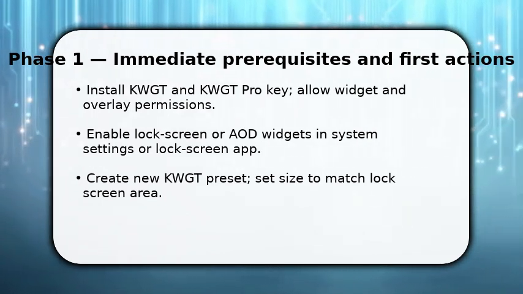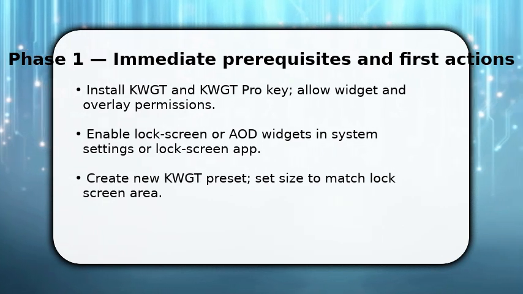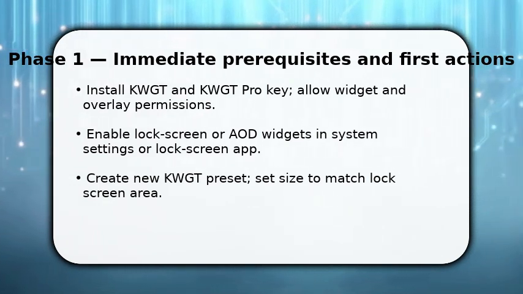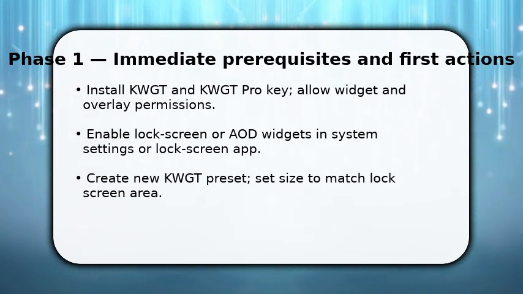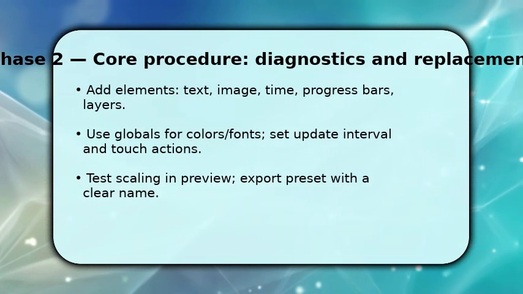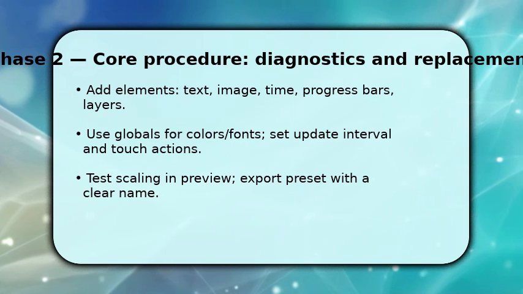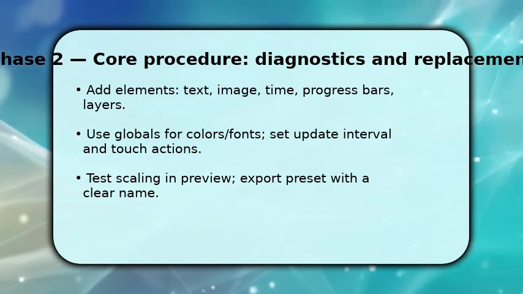Now add a blank KWGT widget to your home, resize to the target dimensions, and tap to edit so you can build the lock screen layout. You now design the widget. Add time, text, image layers, and any progress bars you need, because the lock screen should be minimal yet informative.